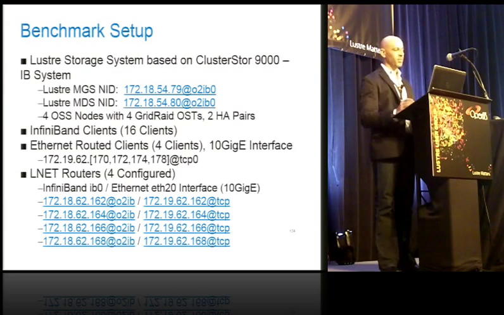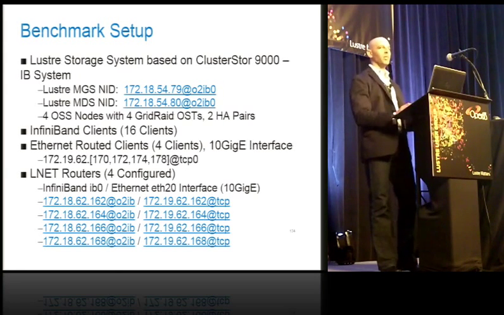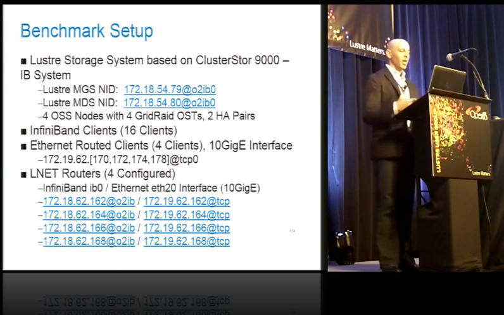So the benchmark setup, I know it's a little bit of an eye chart. Basically, just to reiterate, my basic Lustre NIDs were all on o2ib0 for the MGS and MDS nodes. I had 4 OSS nodes leveraging Seagate's 4 OSTs. Everything was configured in HA pairs, so the MDS and MGS were on 2 servers in HA pairs, and the OSS servers were also in HA pairs. For this specific benchmark setup, I had 16 IB clients, and I also configured 4 Ethernet routed clients and 4 Ethernet clients. They were all running 10 gig interfaces.